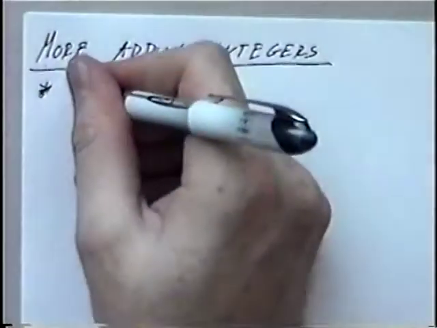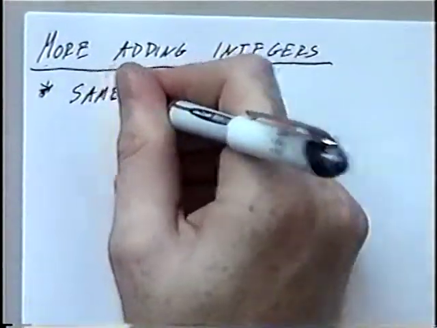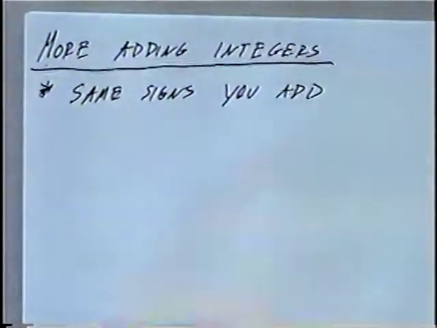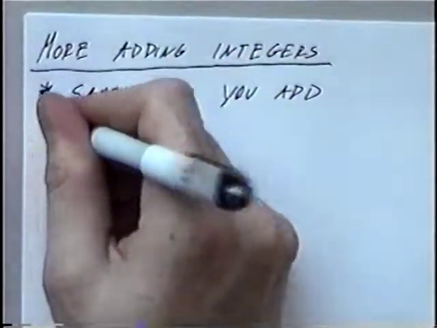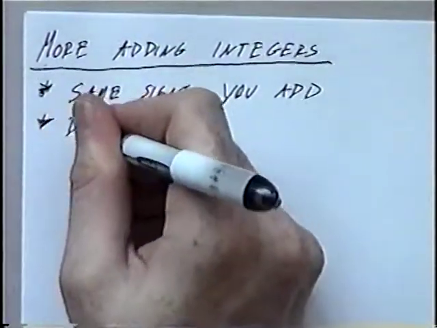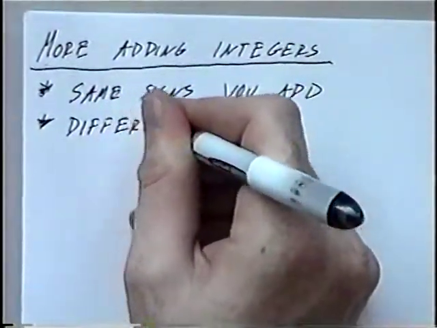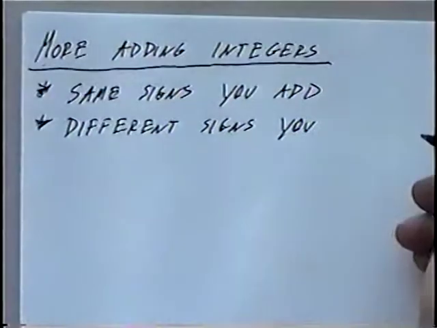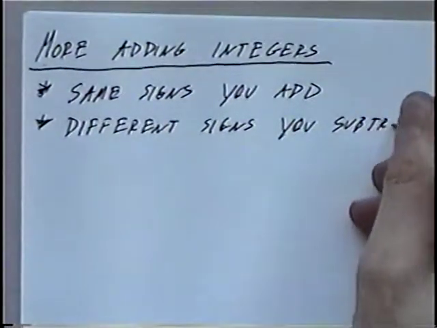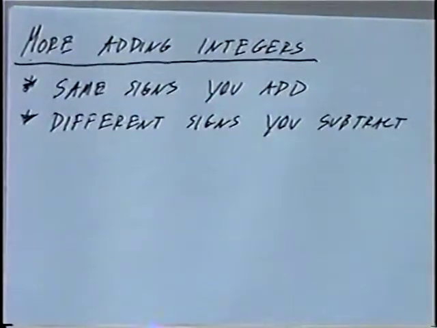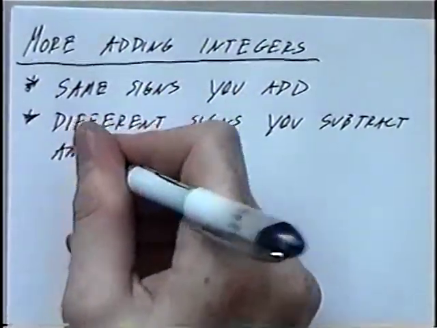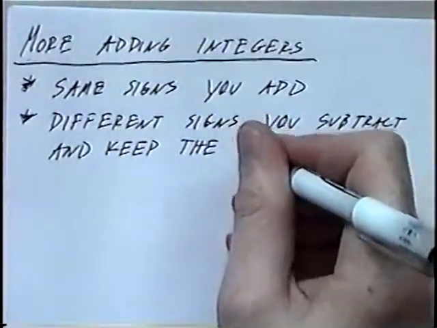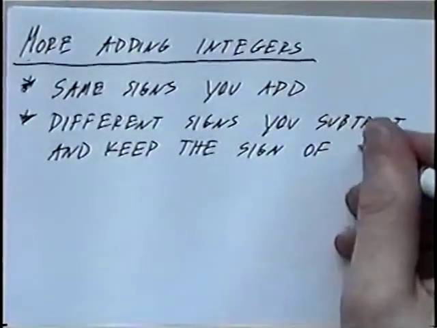The first rule that we'll follow is same signs. You add. And the second one, different signs. You subtract. And keep the sign of the bigger number.